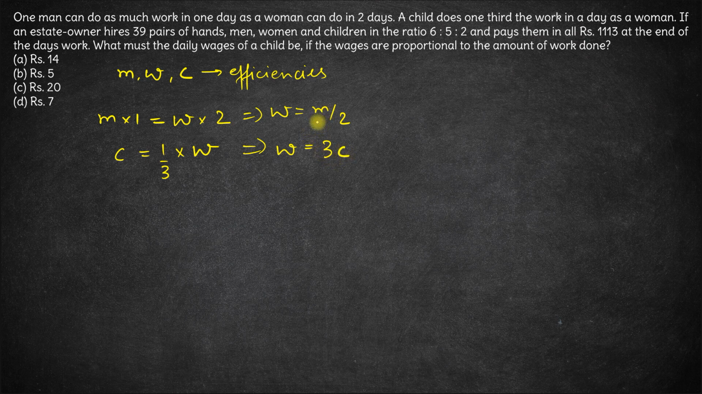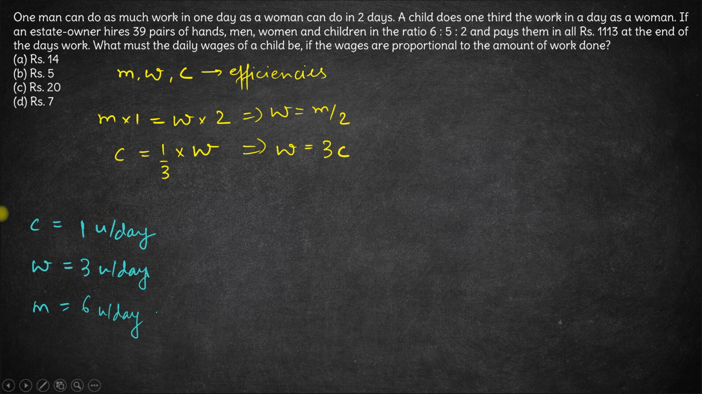And from here we know W is equal to 3 into C. Right. So let's assume the work done by a child in 1 day is 1 unit. No need to take it as 2, 1 itself. So work done by a woman will be thrice of C, which is 3 units per day. And work done by a man will be twice of W, which will be 6 units per day. So this is their efficiencies, right? This is work done per day by a man, woman and a child.